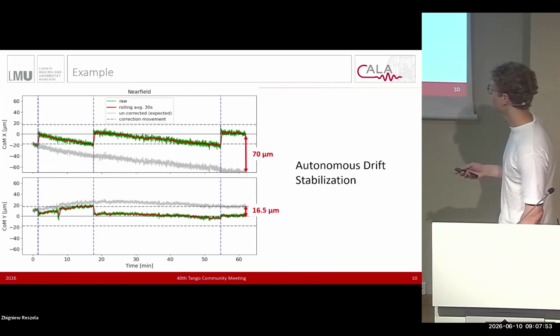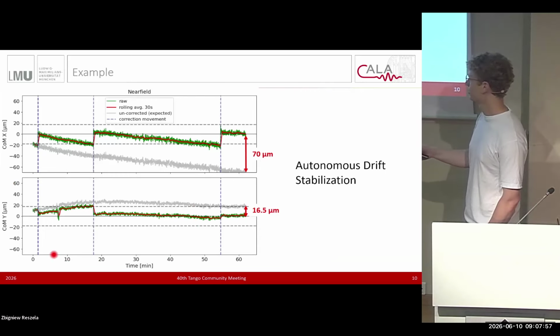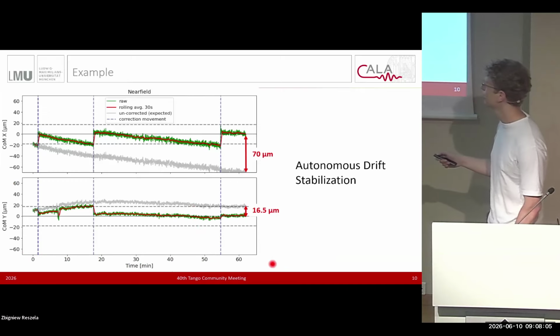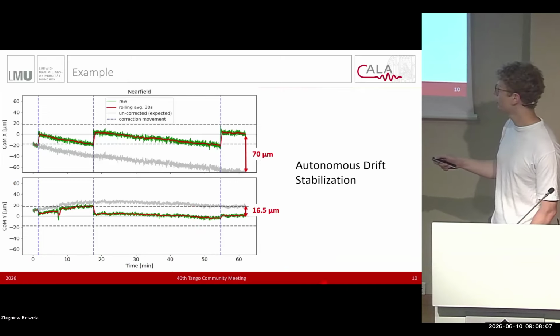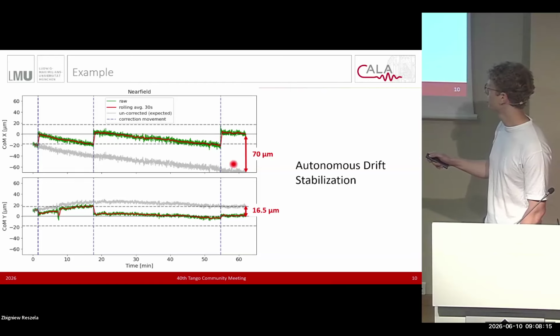And for example, here we see such a beam drift. Here on the x-axis, we just see the time over 1 hour. And on the y-axis, we see the beam position in x and y direction. In gray, we see the expected uncorrected movement. So we actually see how the beam more and more deviates from its target position here in the middle to somewhere here below or above.